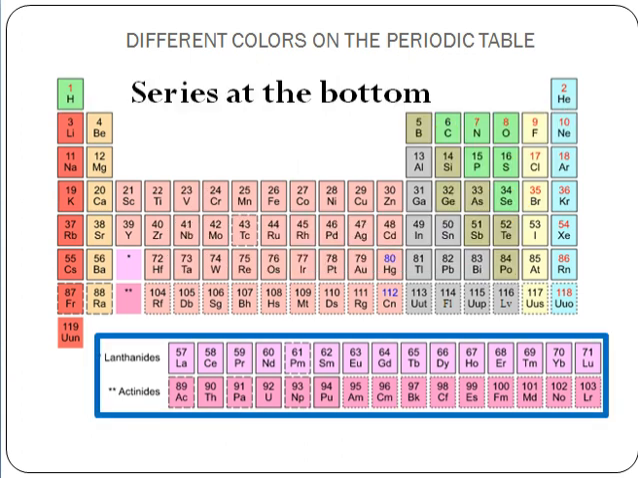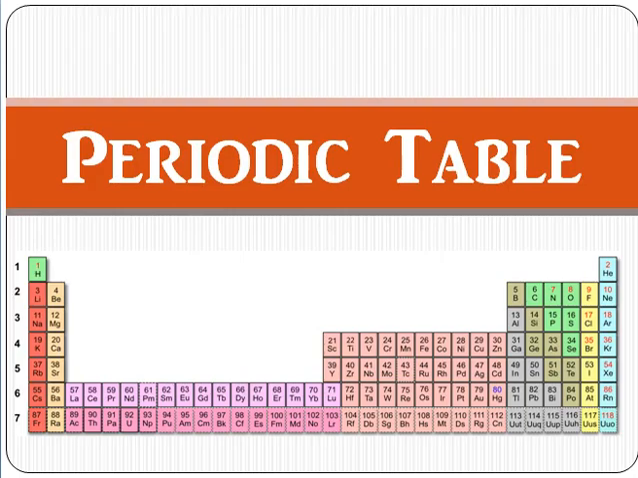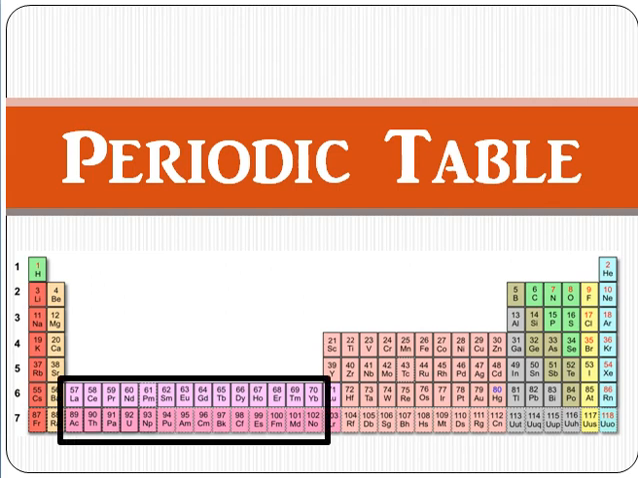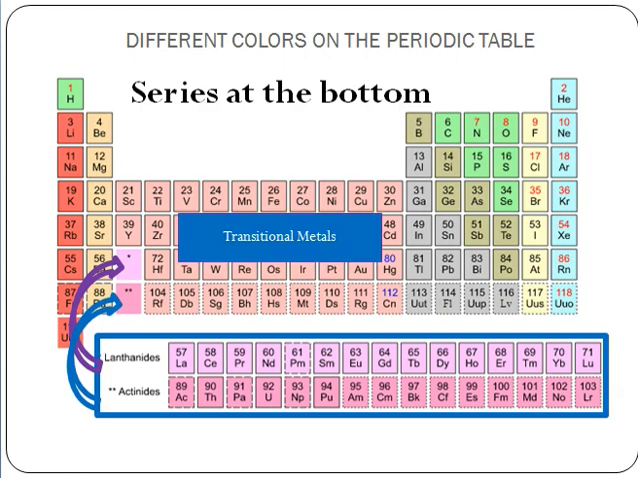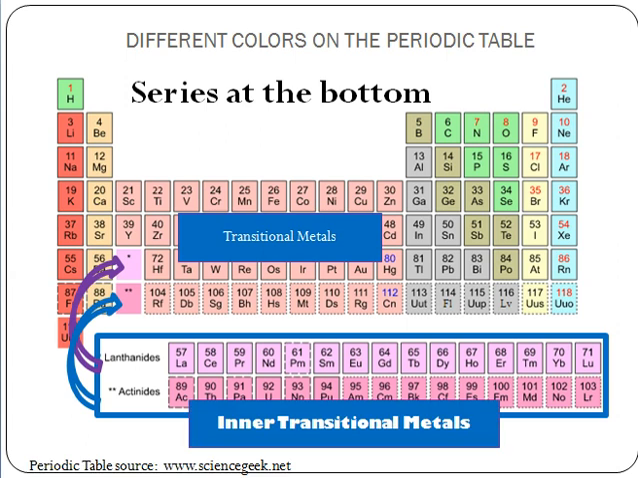Okay, again, there are those two series on the bottom of the periodic table, the lanthanide series and the actinide series. They fit right inside of those transitional metals. Right there they fit. Okay, they fit right in there so that we can even say that they are inner transitional metals because they fit within the transitional metals.